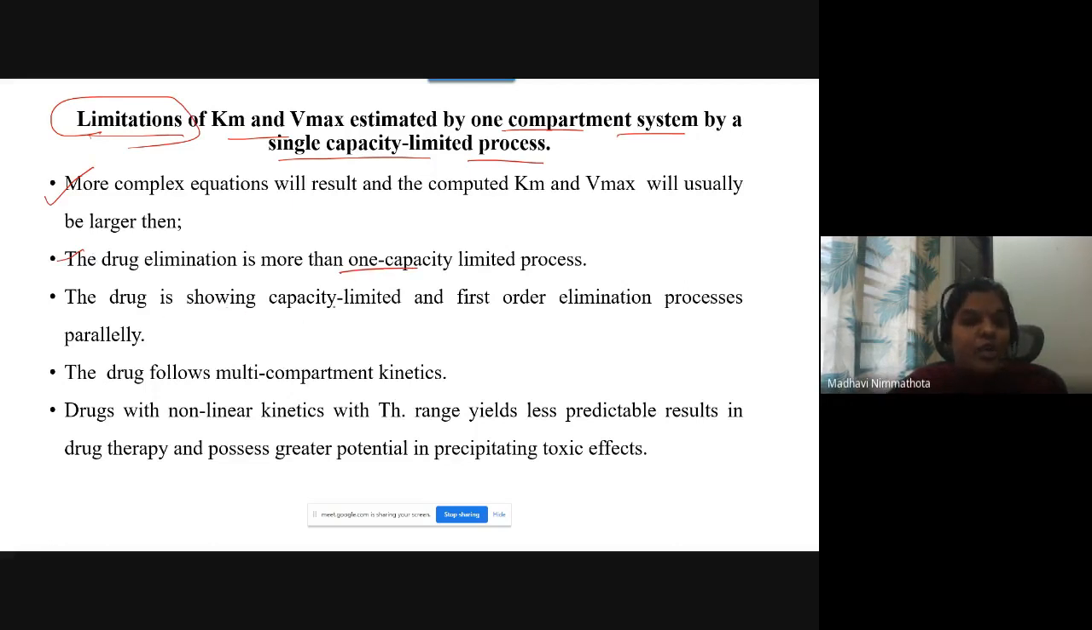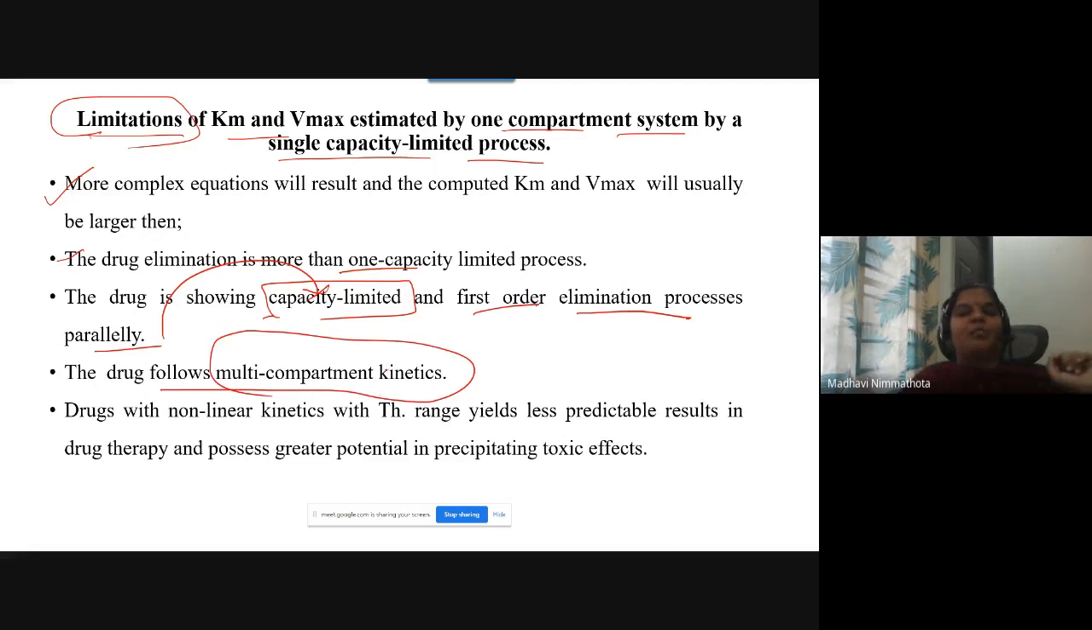And the drug shows capacity limited and first order elimination processes in parallel. So if the drug follows a single capacity limited process, it shows a first order elimination process. If it follows more than one capacity limited process, in parallel it is showing a single capacity limited process also. And based on this capacity limited process, we can say that it follows multiple compartment kinetics. It is not at all following the one compartment system. It is following multi-compartment kinetics.